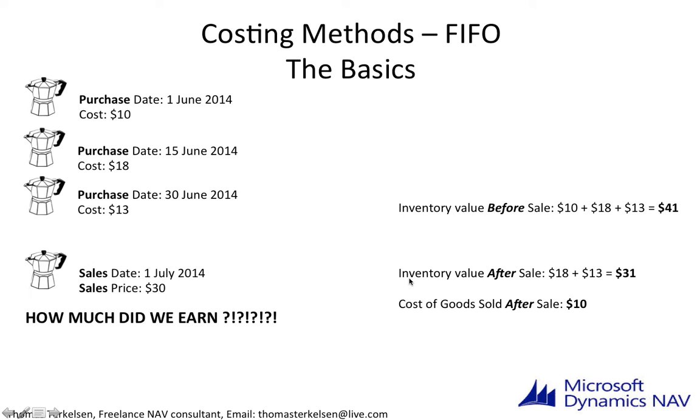So to conclude, the inventory value after the sale is now $31. Because now this one is no longer in inventory, it has been sold, which means that we have 2 coffee makers left, one at a value of 18 and another at a value of 13. So our inventory value after the sale is $31, and our cost of goods sold is 10, and cost of goods sold is this coffee maker here.